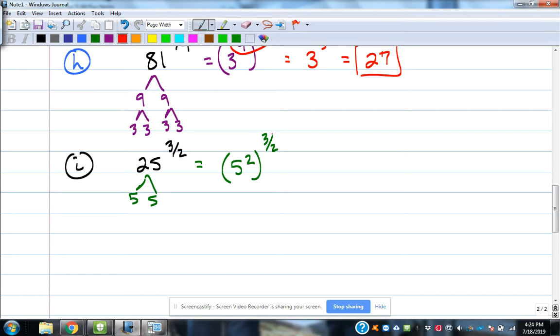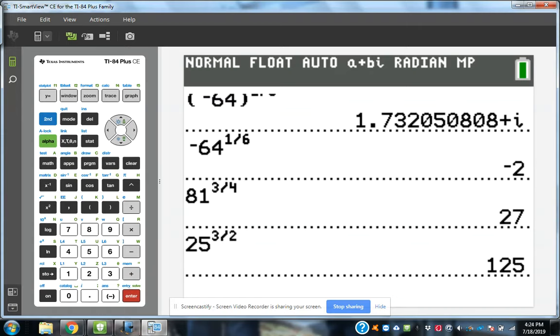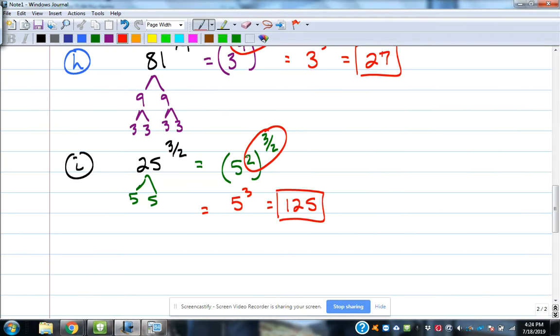And then we multiply those two fractions together. And that's going to give us 5 to the 3rd power, which is 125. Again, you can type that directly into your calculator. 25 raised to the 3/2, and it's going to crank out 125. But where's that coming from? With exponents, the rules are the multiplying of the exponents there. That's what's happening.